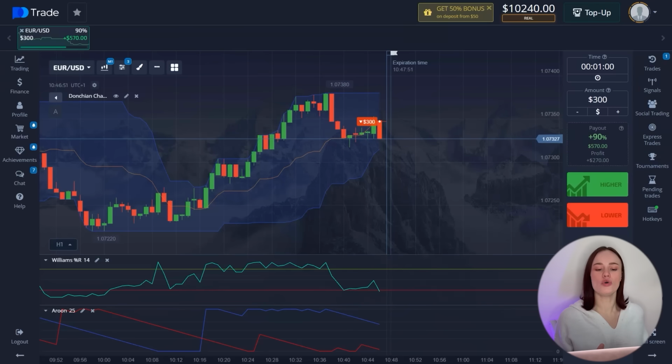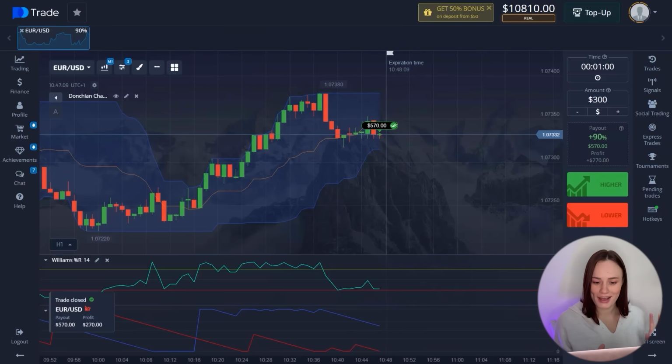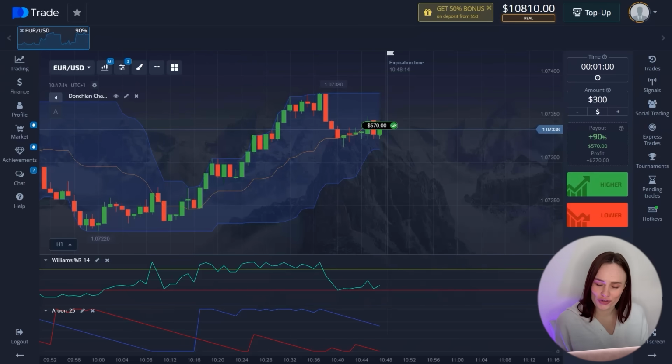Also, one of the options for using Williams indicator is to buy or sell after its line leaves the overbought or oversold zone. Williams himself spoke about the need to make deals, of course, only in the direction of the trend. And our deal was completed again, bringing the usual $270.